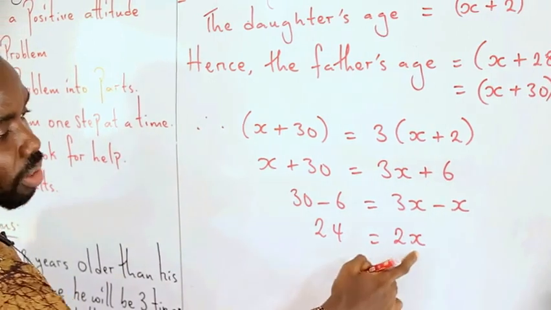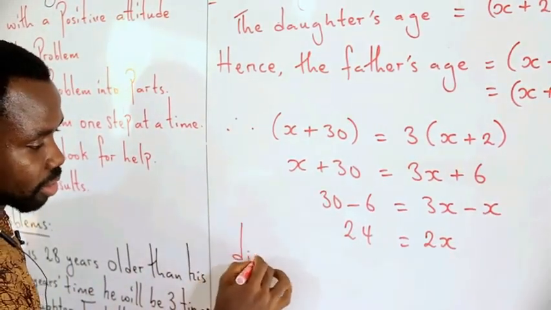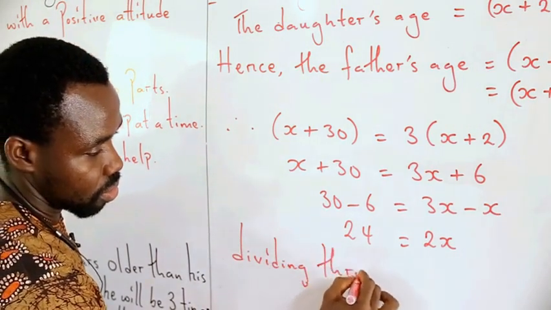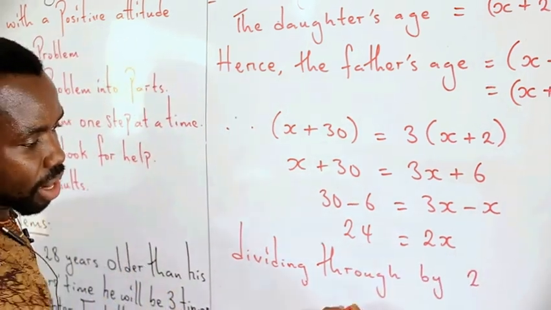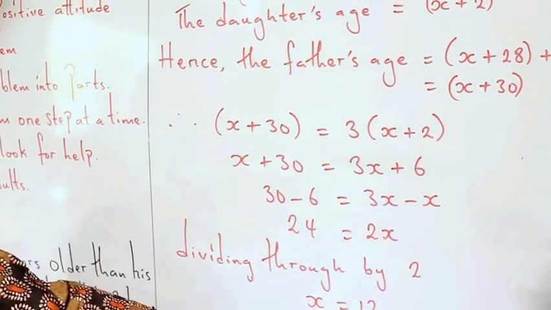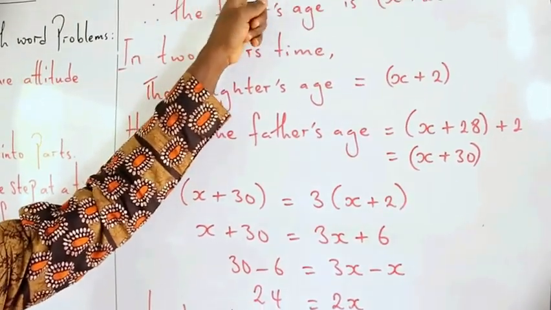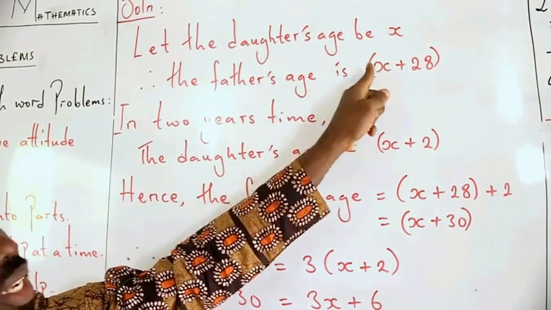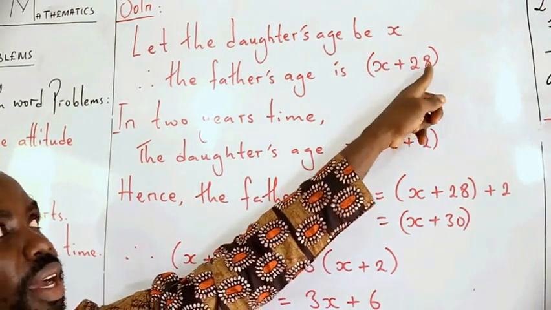In order to obtain the value of x, I divide both sides of the equation by 2. So dividing through by 2, I should have x equals 12. If the value of x is 12, that means the present age of the daughter is 12 years. And with that value, we can obtain the age of the father, which will be the sum of 12 and 28.